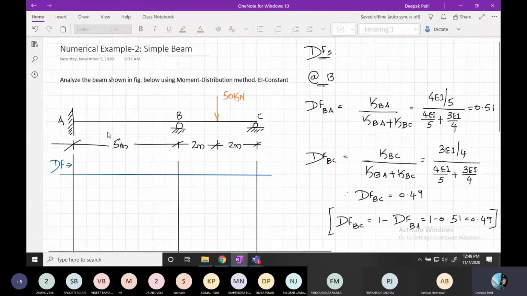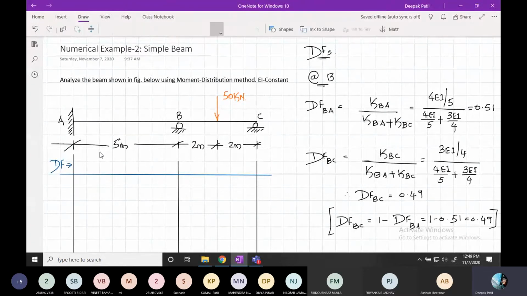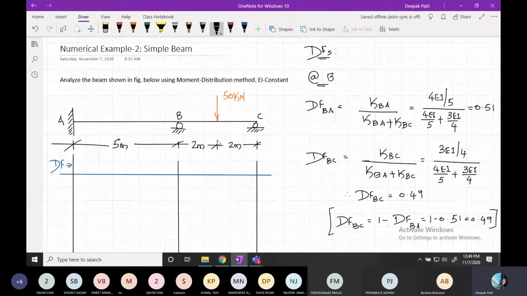Right. So now we have this beam AB and BC, a two span beam having span AB as 5 meters and span BC as 2 meters, with a 50 kilonewton load acting. Support A is fixed, B is roller, and C is also a roller. Now you have been asked to analyze the beam, meaning you have to find the internal moments and draw the shear force diagram and bending moment diagram using the moment distribution method, and EI is constant.